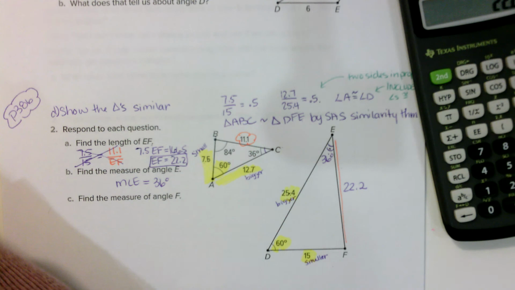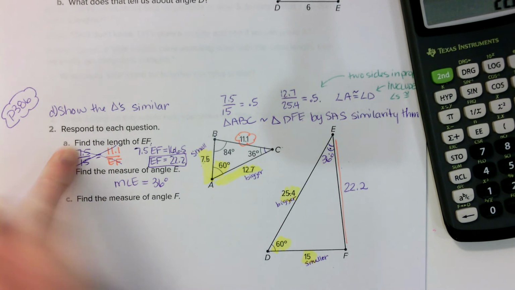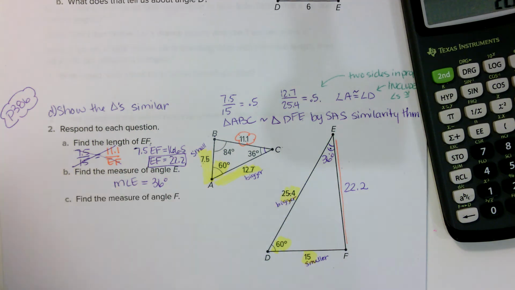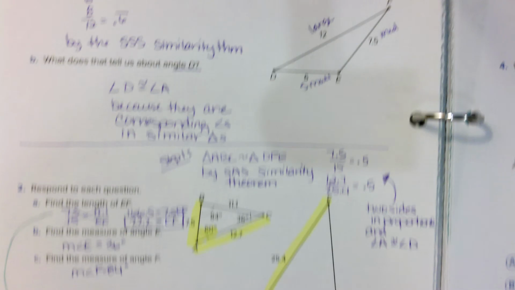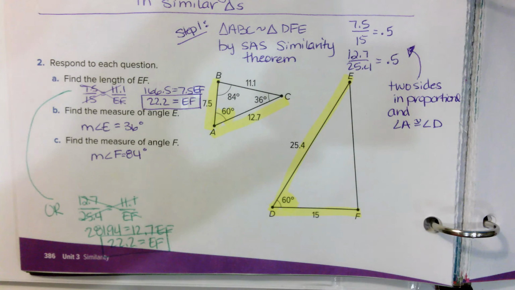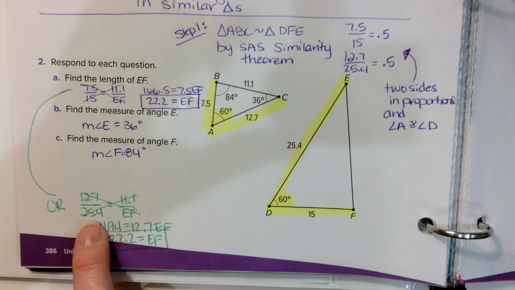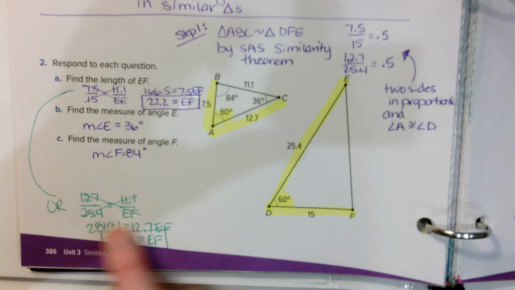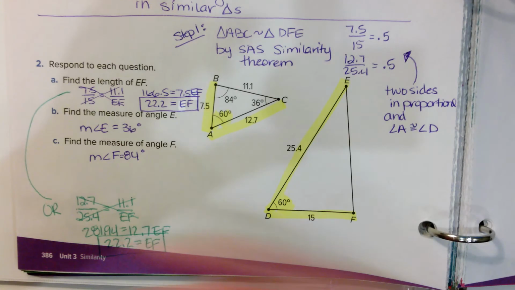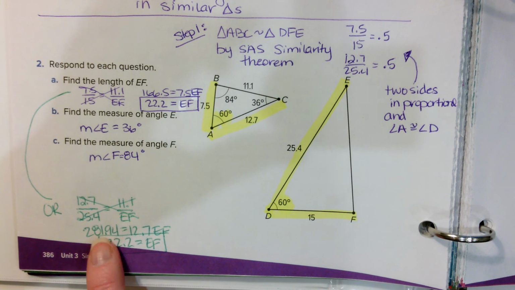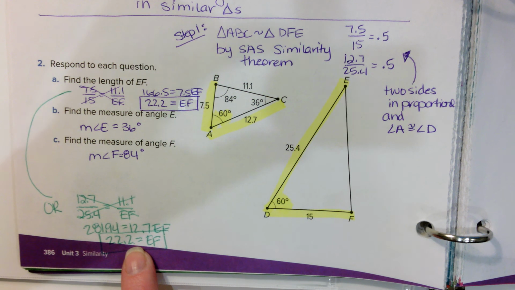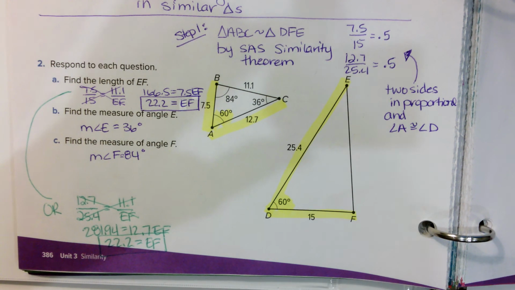I just wanted to take a moment and show you that on A, if you had chosen to use the 12.7 and the 25.4 as your two known sides, here is the work from my key. If I set up the 12.7 over 25.4 and then again use the 11.1 over EF, keeping in mind that I could flip these easily, that part doesn't matter. I get different numbers in my work, but I end up with 22.2 for my EF length. Thank you very much.